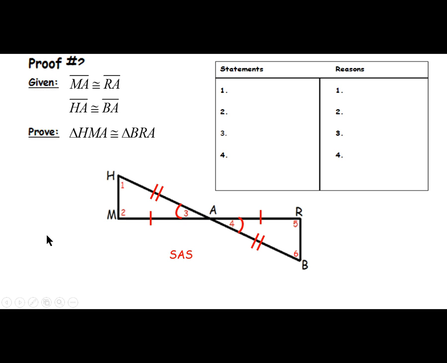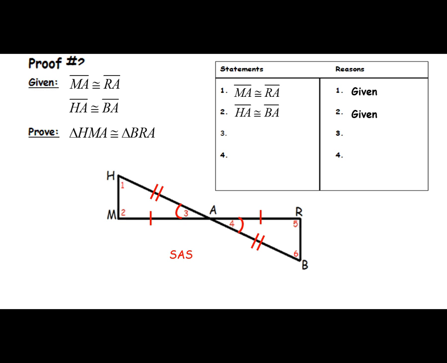So all we have to do is take that information and write it in the form of a proof. So first thing we do is we go to our statements, and every time we put a mark in our picture, that becomes a statement in our proof. The first thing we did in the picture is we said segment MA was congruent to segment RA. What was the reason? That was given to us. The second set of marks we put in the picture, we said that segment HA was congruent to segment BA. What was the reason for that?